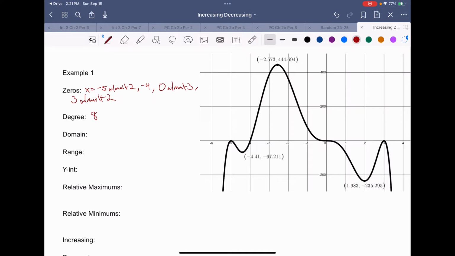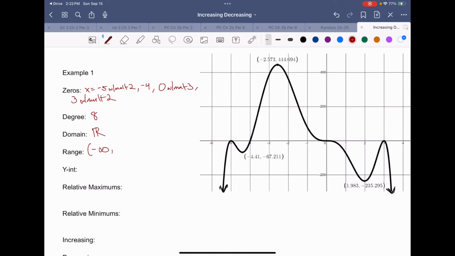Domain. All polynomials cover the entire x-axis, so all real numbers for the domain. And the range, this one, remember when we screenshot things from Desmos, it is implied that there is an arrow here, and it is implied that there is an arrow here. So this one is going down forever. And range, it's always smallest numbers first. It's bottom to the top. So parentheses negative infinity.